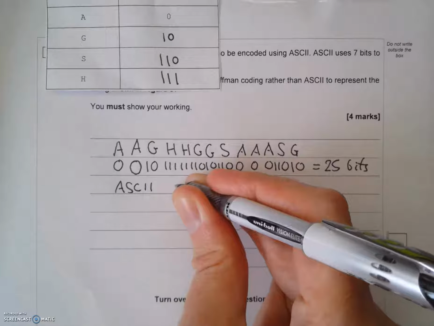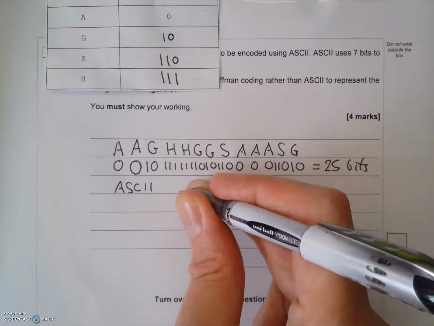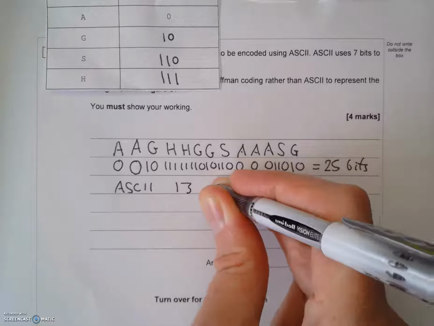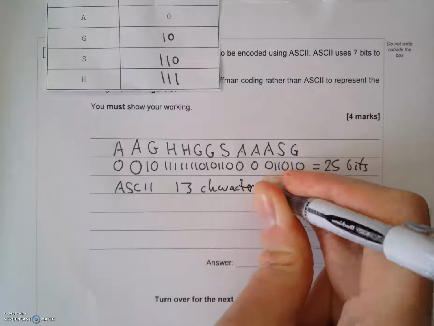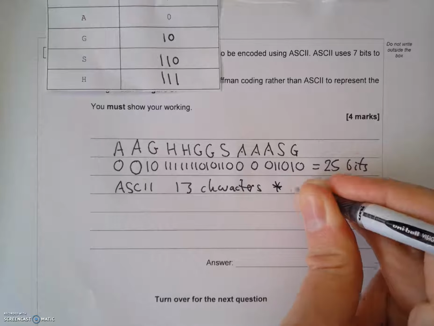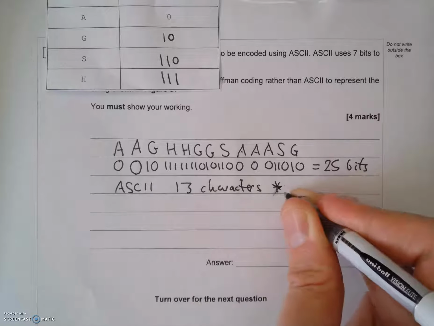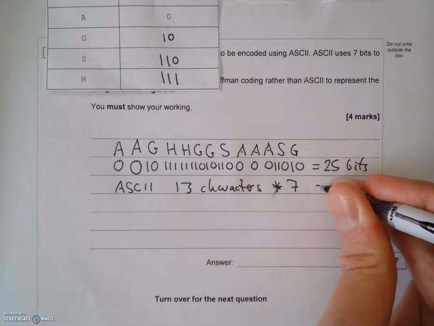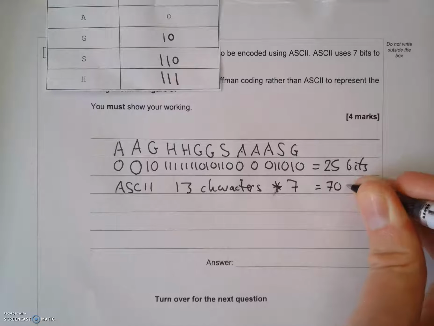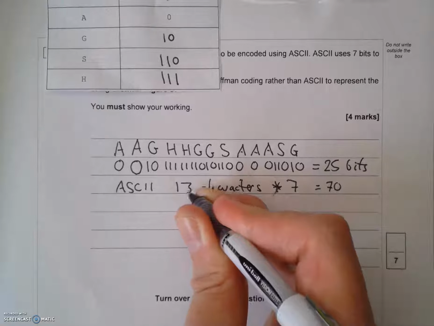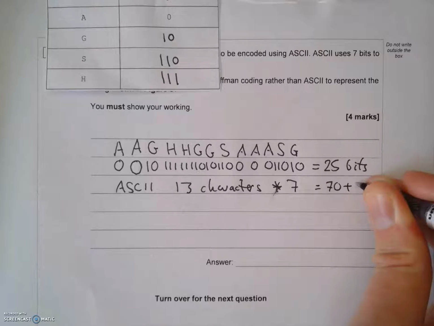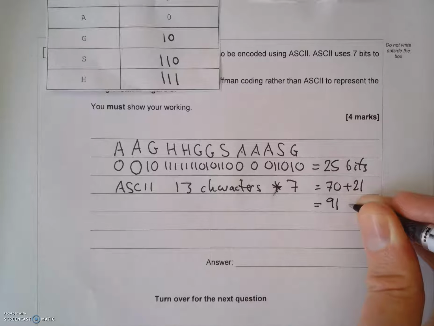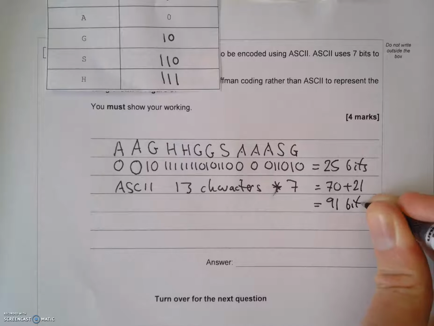ASCII, for just normal ASCII, not extended ASCII, uses 7 bits per character. So I've got 13 characters there, 13 characters multiplied by 7. I need to be able to do this without a calculator. So I'm going to do 10 times 7, which is 70, plus what I've got left over, 3 times 7. 3 7s are 21, so that is 91 in total. That would be 91 bits in total.